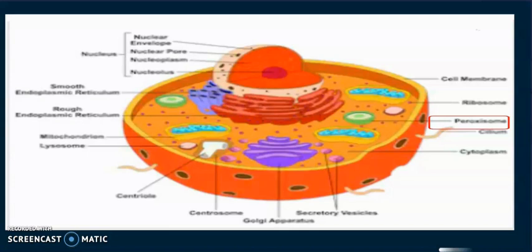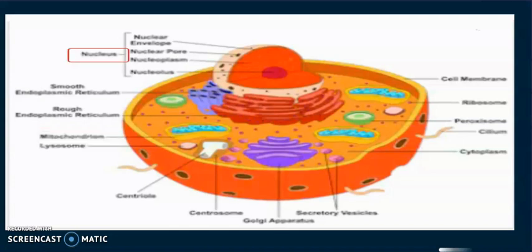Next, let's talk about mitochondria. Mitochondria is the powerhouse of the cell. It helps in the production of ATP by entering the electron transport chain and the oxidative phosphorylation. ATP is the energy unit of the cell.